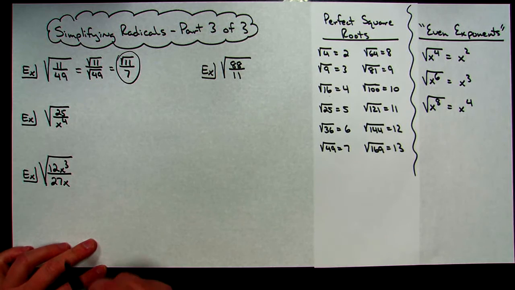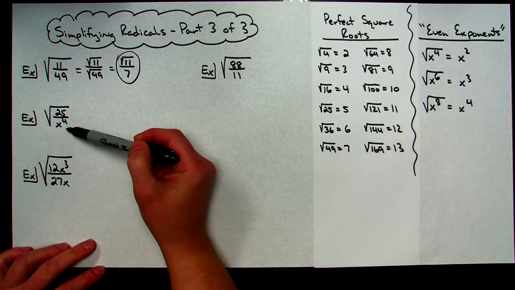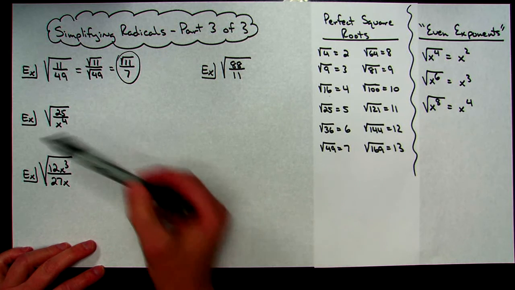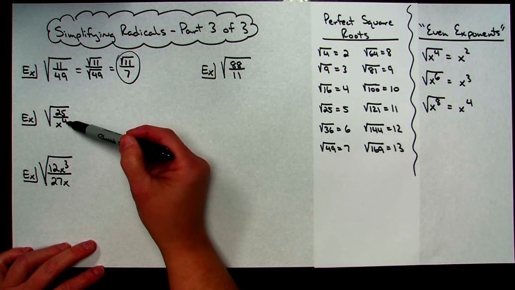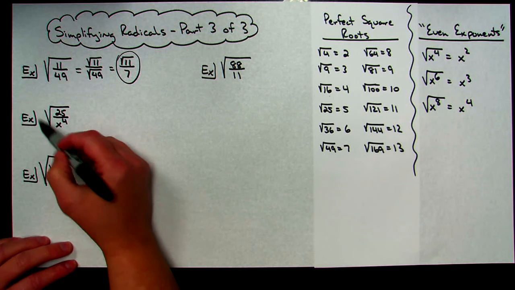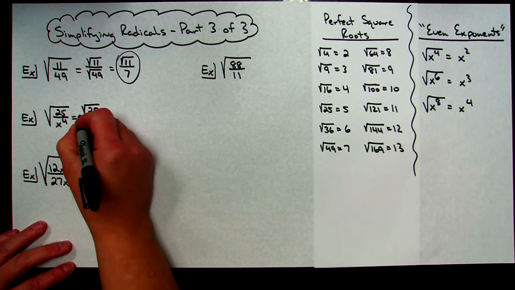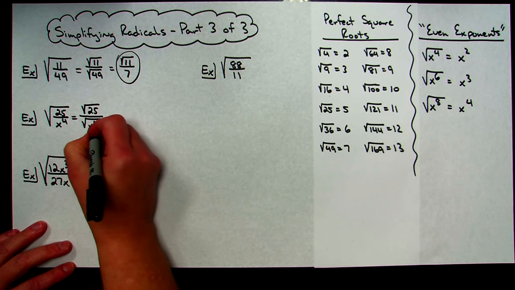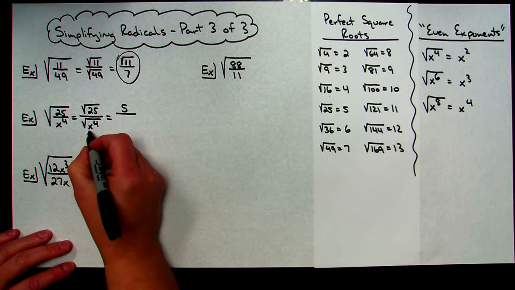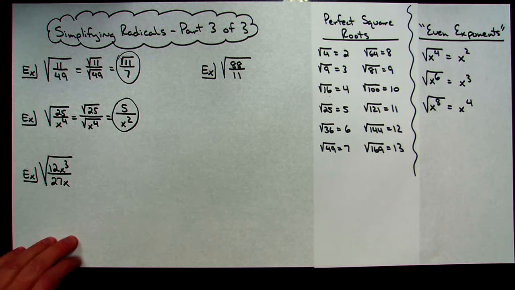Again, taking a look at this second example, I'm going to look at that quotient inside the radical and see what I can do with it. The square root of 25 is a perfect square, and because this is x to the fourth, an even exponent, it is definitely also a perfect square. So I'm going to take the one great big radical and break it up into two small ones: the square root of 25 on the top, the square root of x to the fourth on the bottom. The square root of 25 gives me a 5, and the square root of x to the fourth gives me an x squared. Relatively straightforward there.